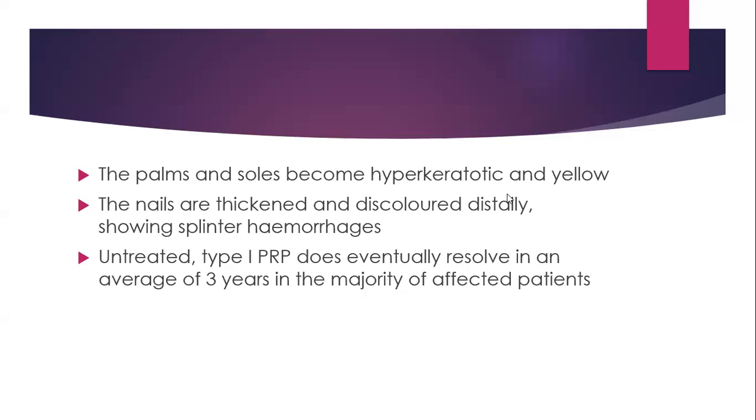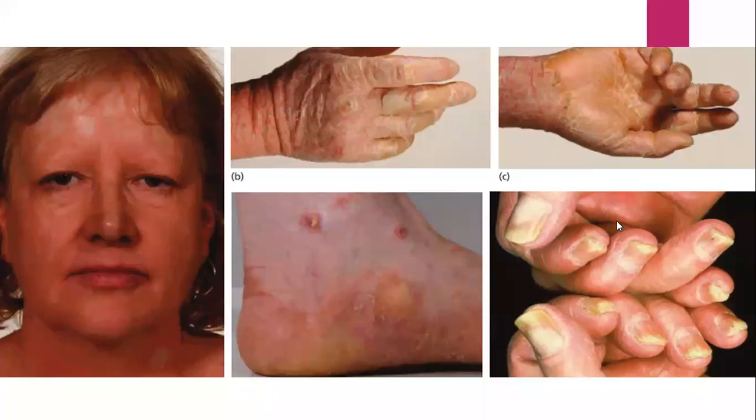Palms and soles become hyperkeratotic and yellow. Nails are thickened and discolored distally with splinter hemorrhages. So the main finding in the nails is hyperkeratosis, but usually there is no pitting. Untreated type 1 does eventually resolve in an average duration of 3 years in the majority of affected patients. So like psoriasis, it is not a permanent condition.